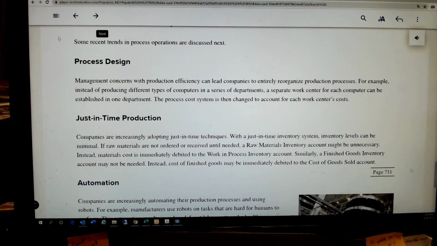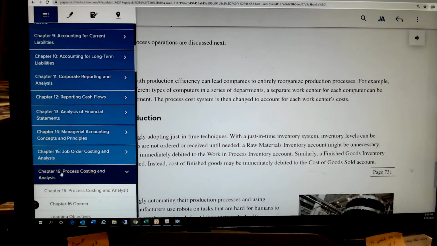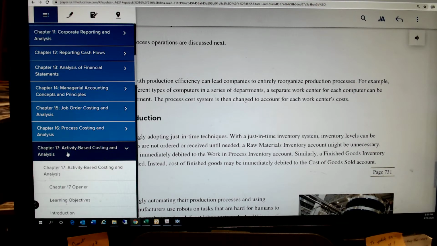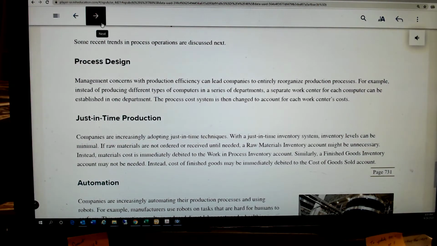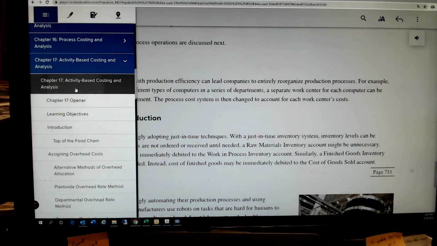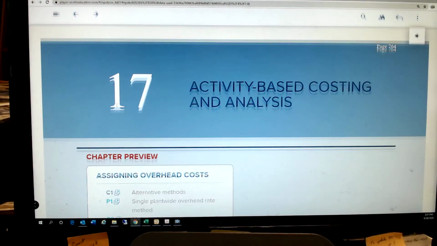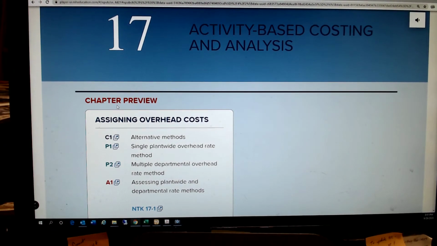Now let's look at the next chapter. The second chapter on this exam will be chapter 17, activity-based costing. And as you recall, this chapter deals with how we're going to be allocating factory overhead. How do we charge factory overhead to our work in process accounts? If I'm a job order cost system, how are we going to charge it to jobs? Or if I'm a process cost system, how am I going to charge it to those multiple processes?